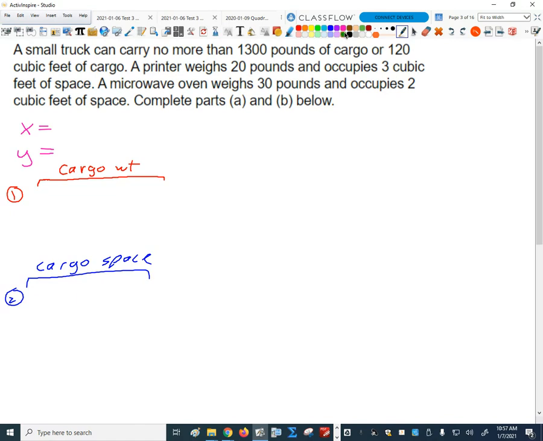So we will define, say it again, Jade. Sorry, I missed that. Oh, okay. Okay, so we'll define X and Y in this case. Those are the unknowns or the variables. Those are just the numbers of devices that we're carrying in the truck, right? So X would be something like the number of printers, how about?